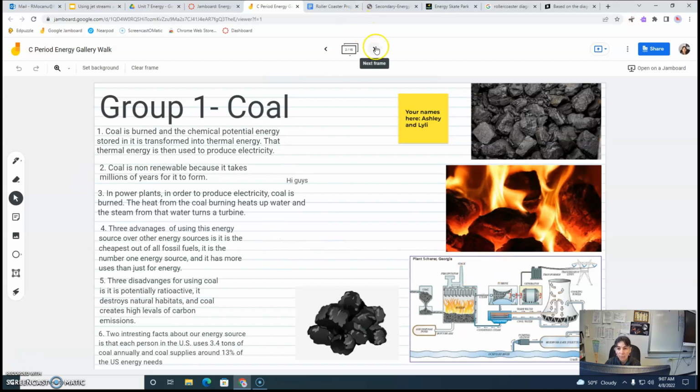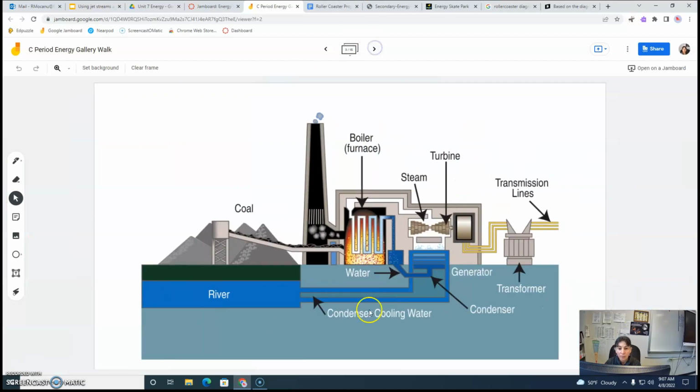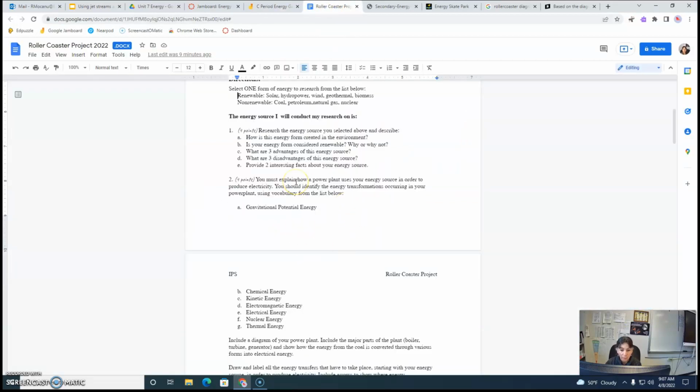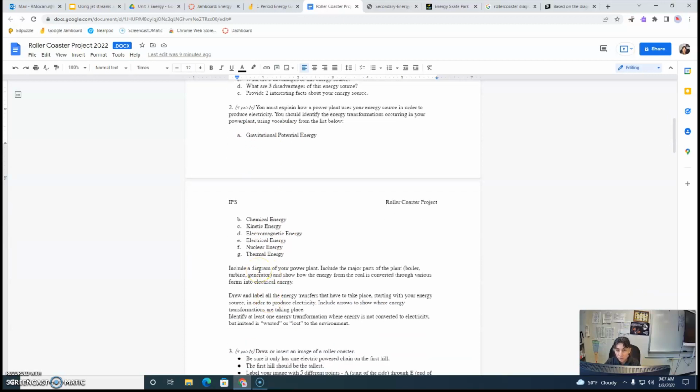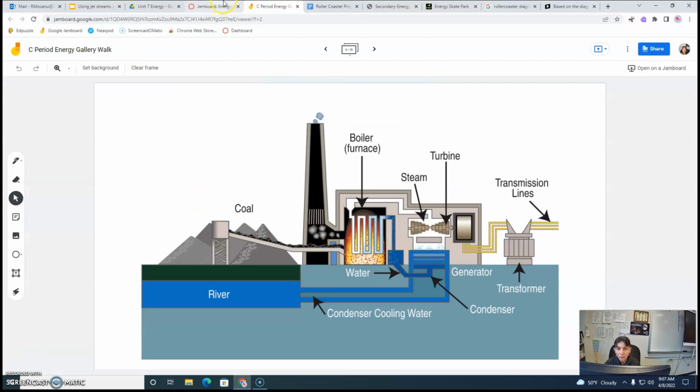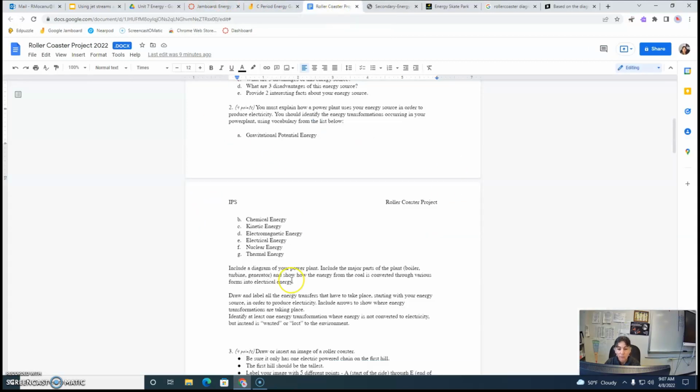Going back to this example of people who did coal, they presented their power plant. So here's your power plant. You should all have a diagram of your power plant in this project showing how energy is produced from your energy source into electricity. You should include and use vocabulary from this list, such as gravitational potential energy, chemical energy, and so on. You need to include a diagram, something similar to this, but appropriate for your energy source.